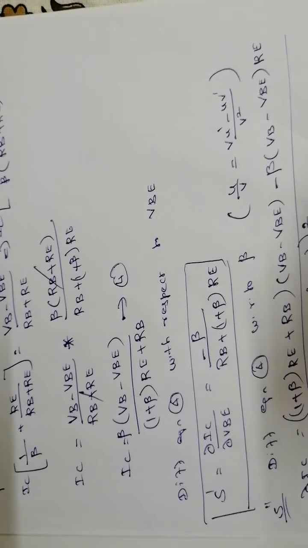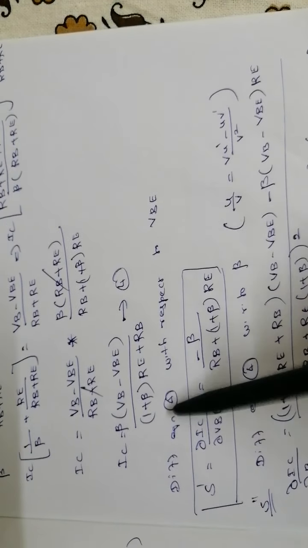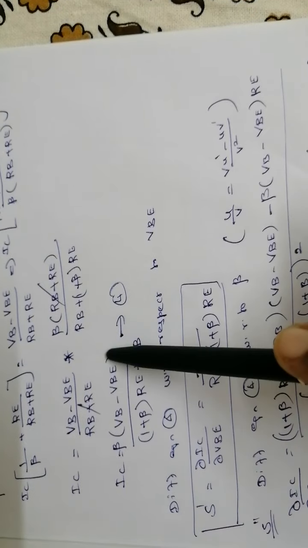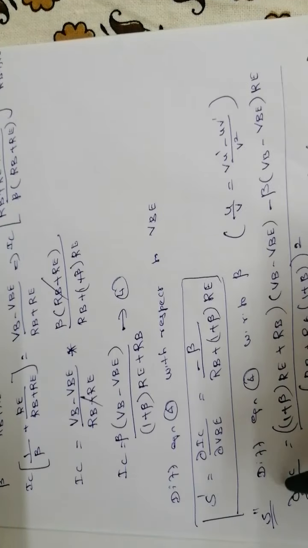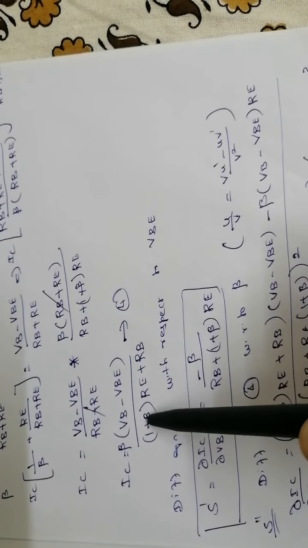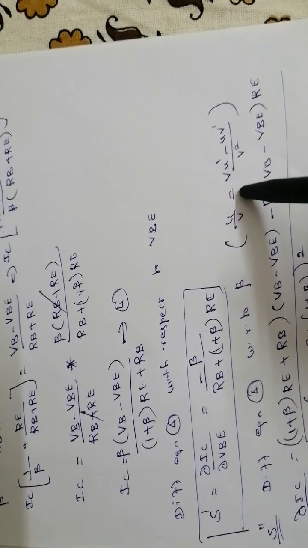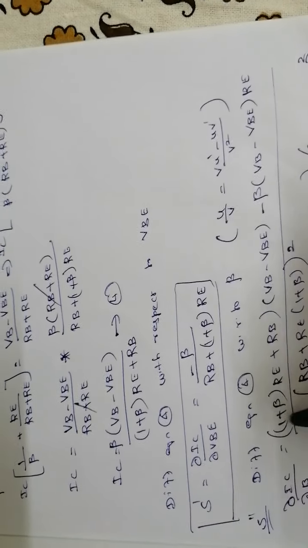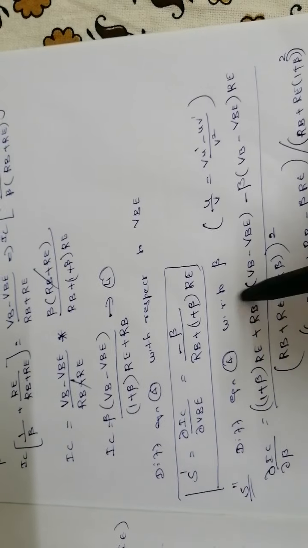Next, S double dash. So again differentiate equation 4 with respect to beta. Already we have the IC equation in terms of VBE and beta. So differentiate with respect to VBE, we get S dash. Differentiate with respect to beta, we get S double dash. So here beta is available in both numerator and denominator, so we can choose the U by V method formula. U by V equal to V U dash minus U V dash divided by V squared. Already we derived this for the base model, so we can apply the same procedure.